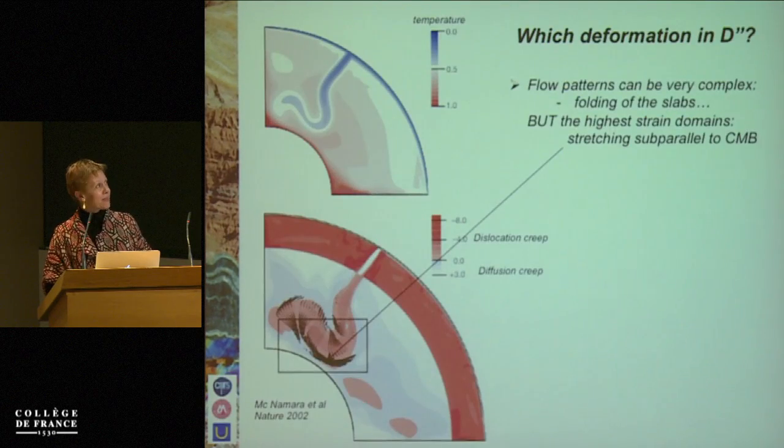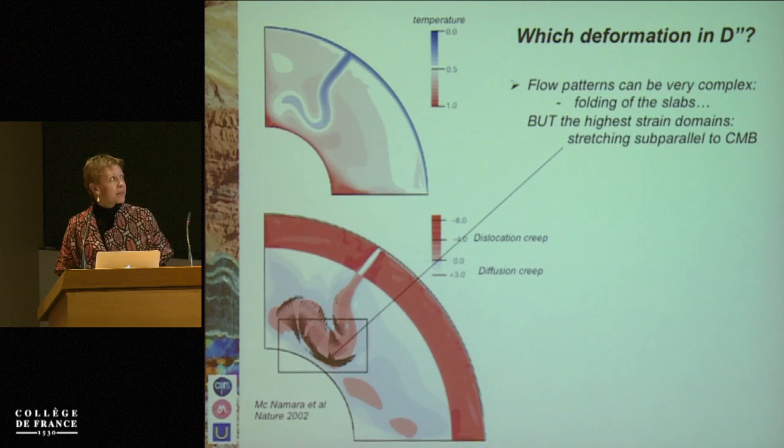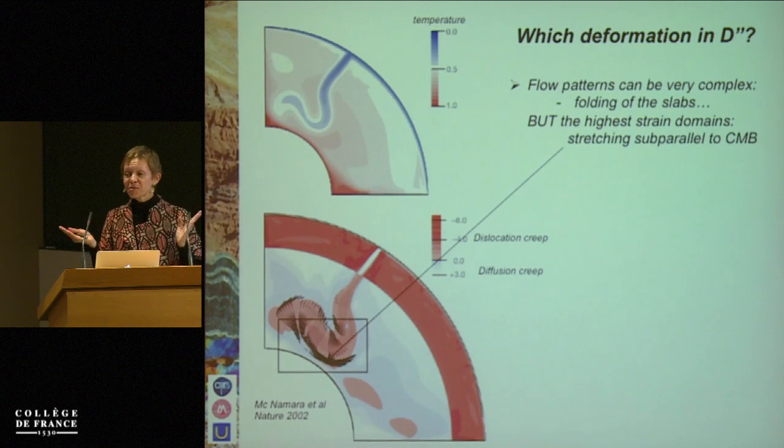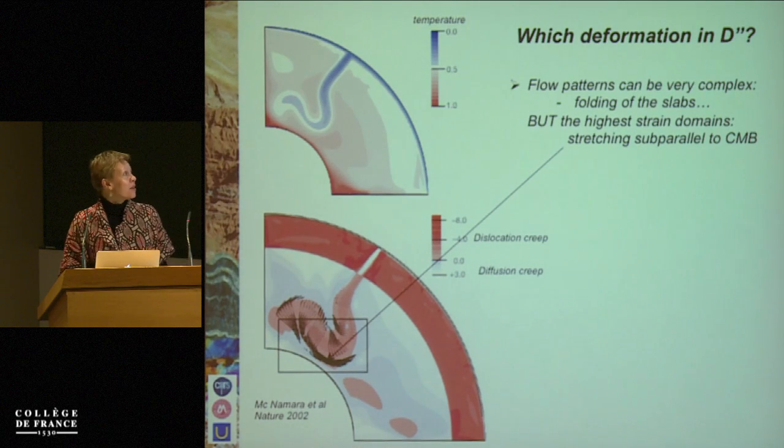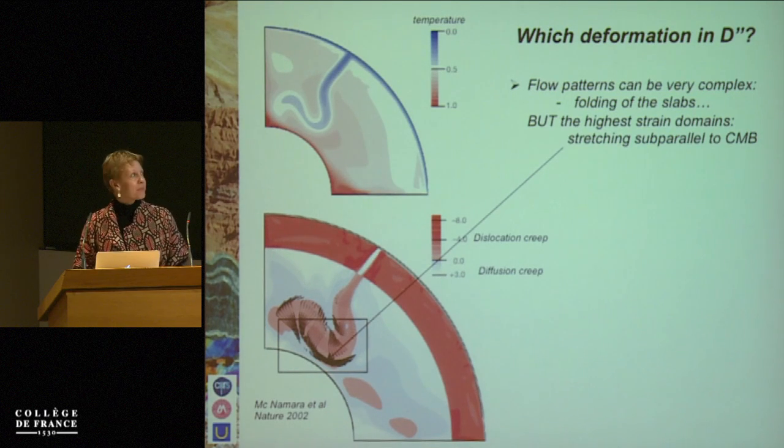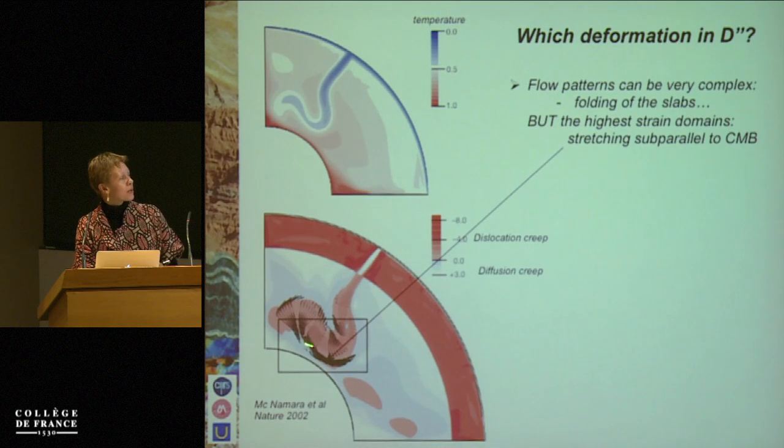So just quickly, let's try to compare with seismic data. And the first question you have to know now is how should I orient my textures in a big mantle flow? So this is just one example of flow calculations for flow in the deep mantle. And what we get is that we can have very complex patterns. Here you have a nice folding of a slab that's plunging. But if you look, these are strain markers. The highest strains usually mark a stretching that's parallel to the core mantle boundary.